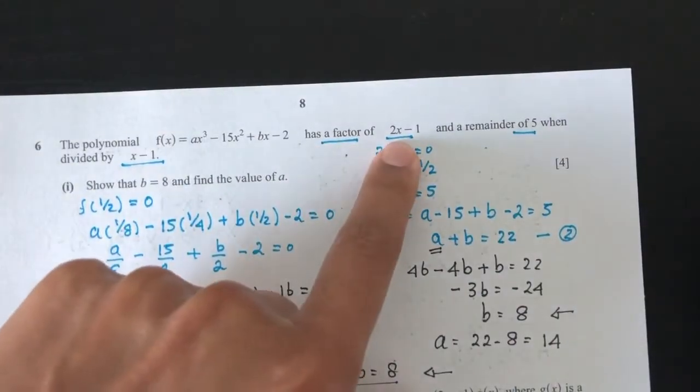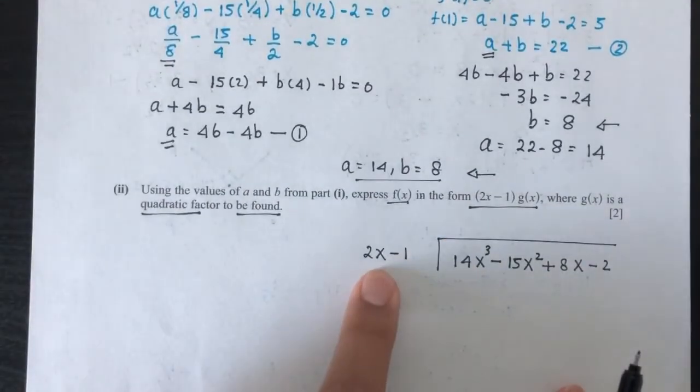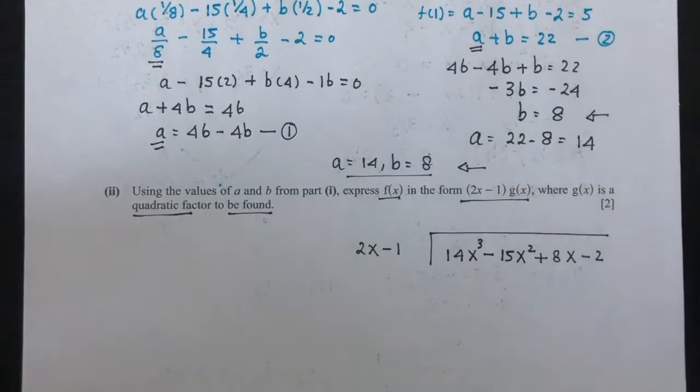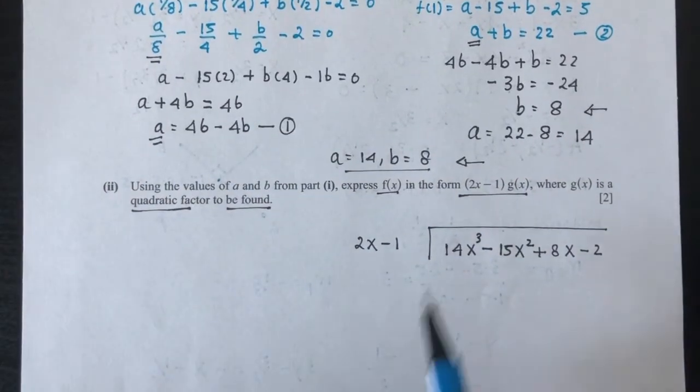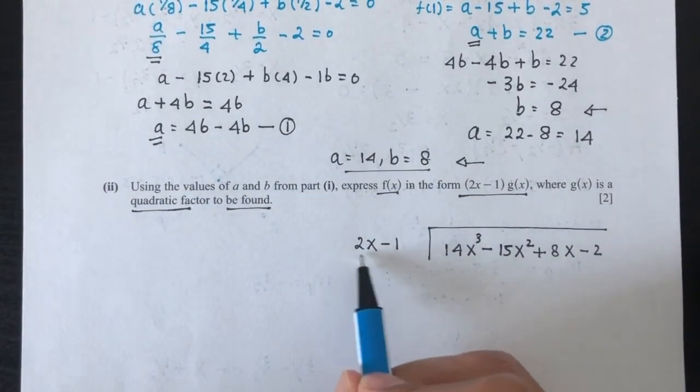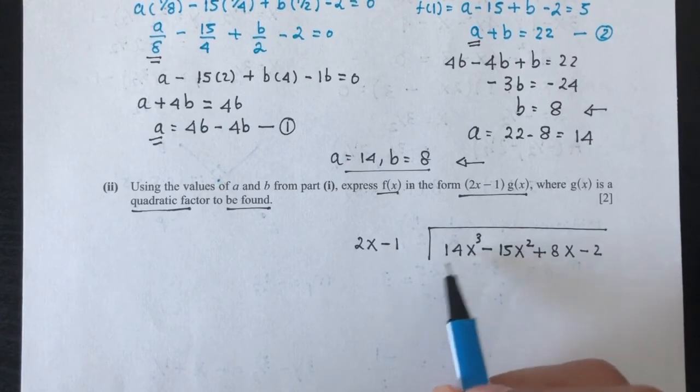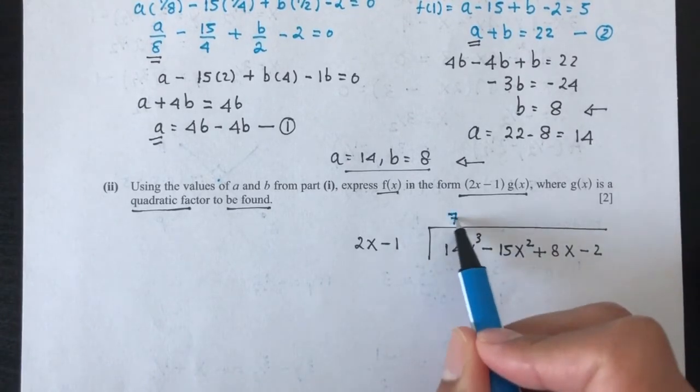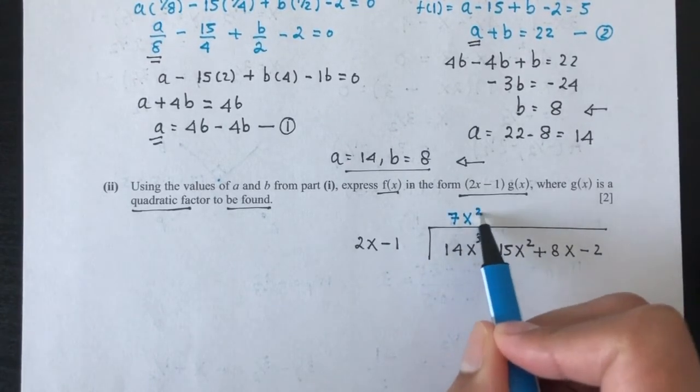So this is given to you here as well. You see it has a factor of 2x minus 1. So same thing, we have to use this to find the other factors. Now first question is, how can you make 2x become 14x cubed? You have to multiply by 7 and then multiply by x squared.